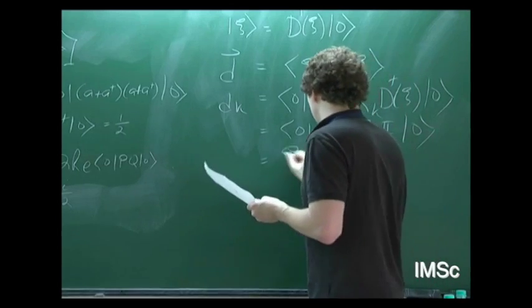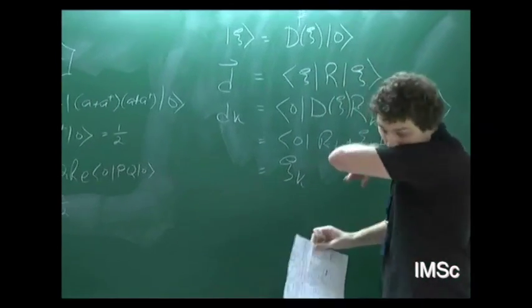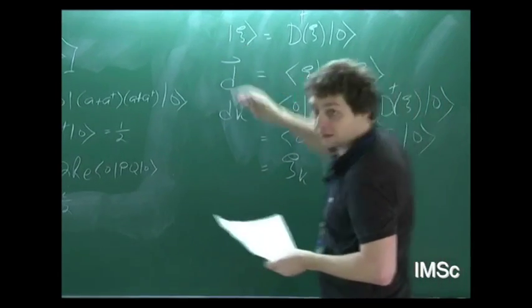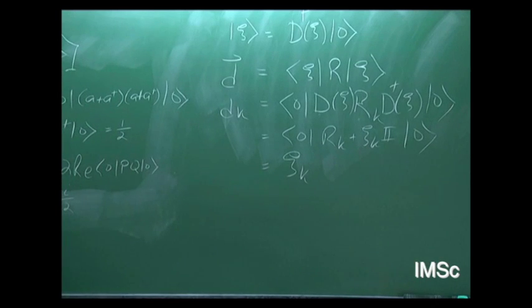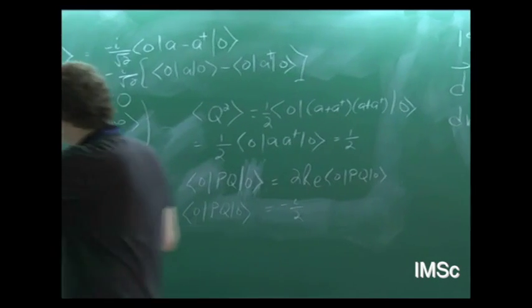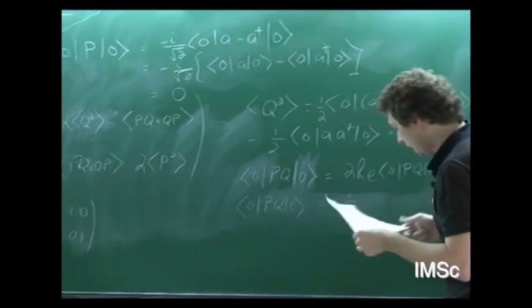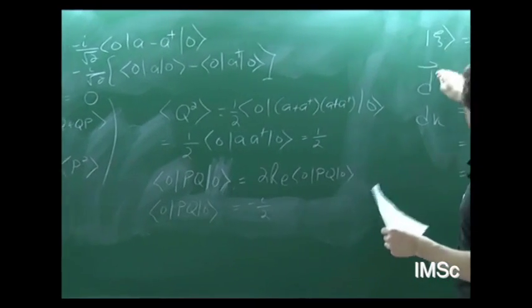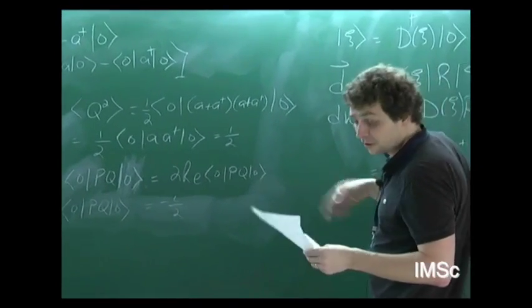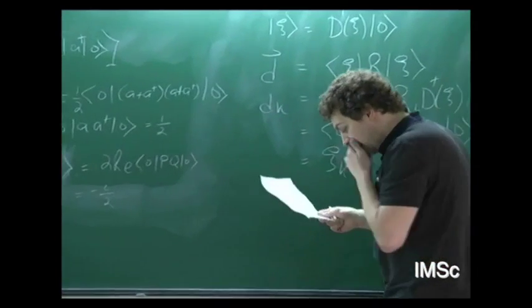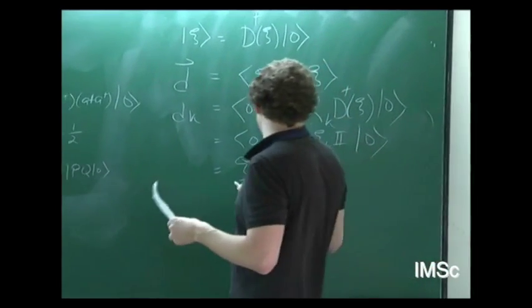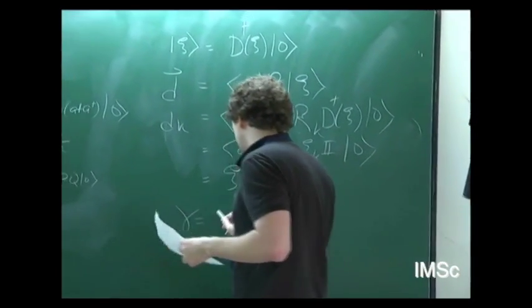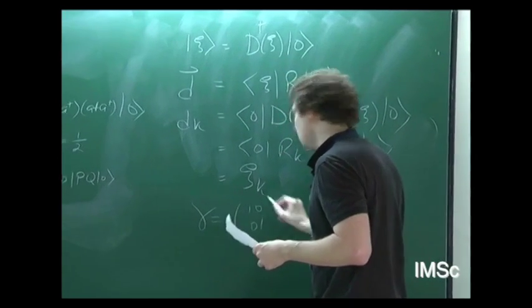Which in the end is just going to be this psi sub k. Okay, so by translating these vacuums around using these displacement operators, I end up with states that have displacement given by the parameter of the displacement operator. And actually, you can do a computation of what the gamma is, and it ends up being the same. So it's just a displaced vacuum.